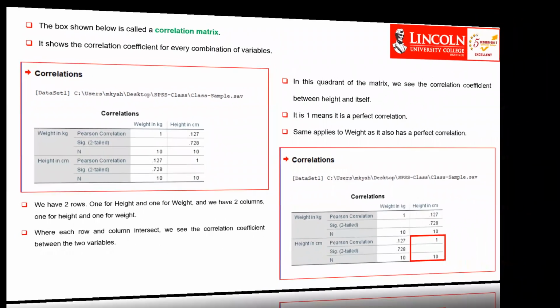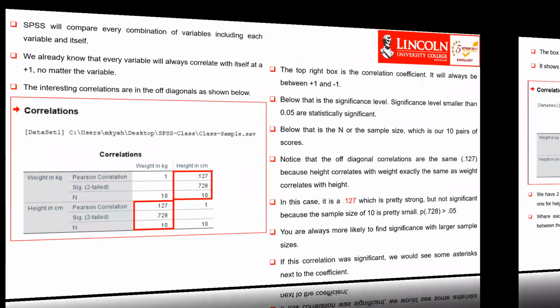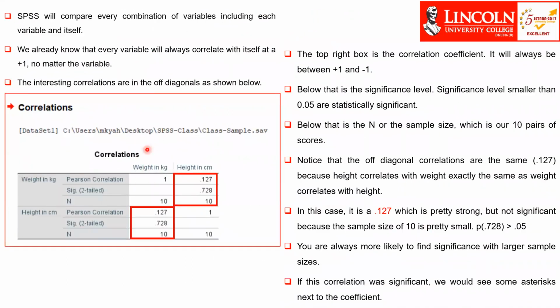Now let's look at other figures. SPSS will compare every combination of variables, including each variable and itself. We already know that every variable always correlates with itself at a positive 1, no matter the variable. That's why you're having 1 here, and 1 here. Weight correlates with weight, that's why you're having 1 here, and height correlates with height, that's why you're having 1 here.